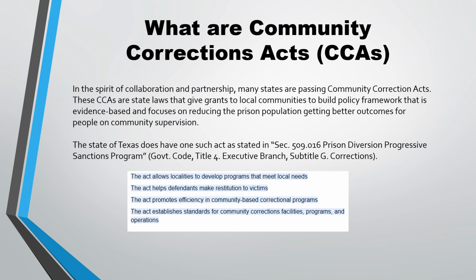And it's evidence-based. And we've talked about evidence-based practices. Evidence-based practices are practices that have been shown to work. So that's what these CCAs are centered around: factual evidence that shows that one particular program may be working within the community. The state of Texas does have one such act, as stated in section 509.016 of the Prison Diversion Progressive Sanctions Program.